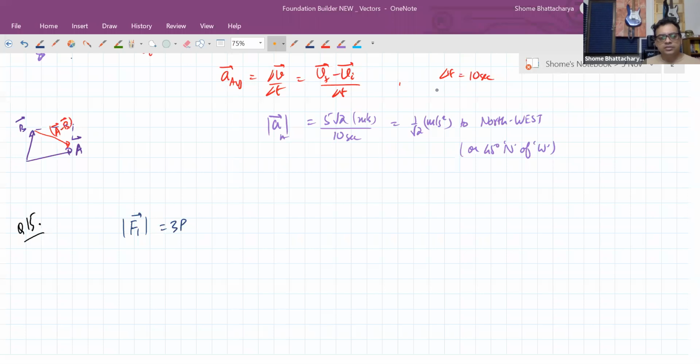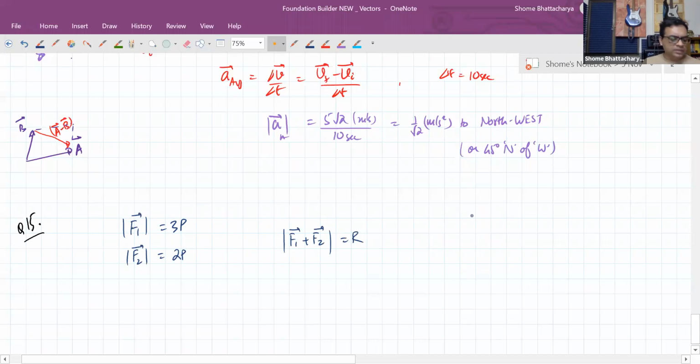Okay, let me check. Okay, let's do the question anyway. Magnitude of F2 is 2p, and it's saying that F1 plus F2 resultant is of magnitude capital R. This is given to us. Then further it is saying that if the first force is doubled, then the magnitude of the resultant is also doubled. So if I make it 2F1 plus F2, then its mod becomes 2R.